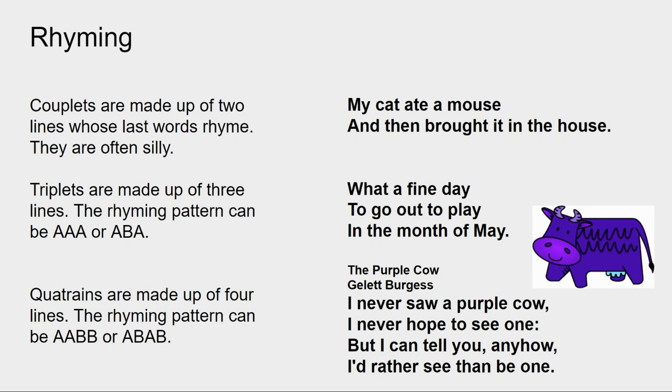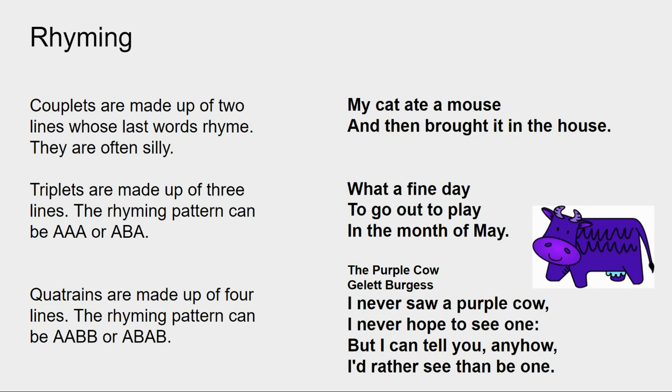Triplets, bet you know what that one is. Three. And your rhyming can really vary here. All the words can rhyme, like the example we have here, or you can have the first and the last lines rhyme and the second line doesn't. So this one is: what a fine day to go out and play in the month of May. That was a good one for this month.